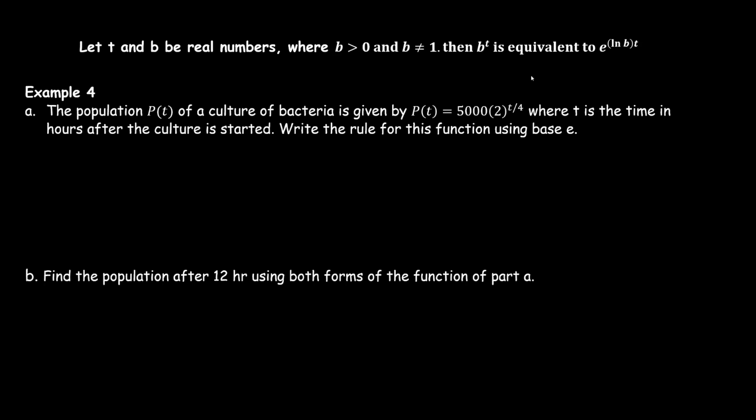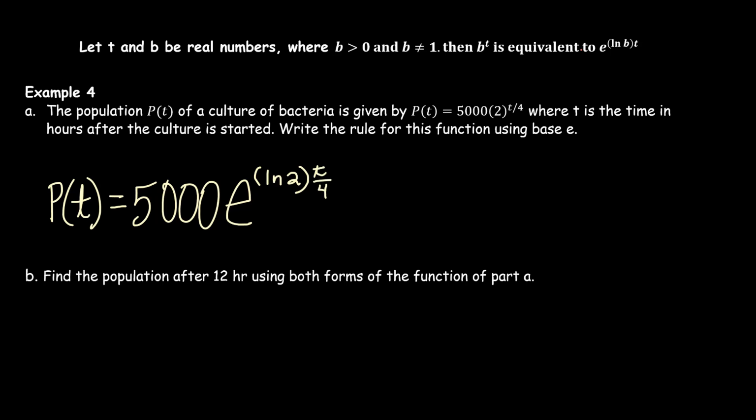The population p of t of a culture of bacteria is given by p of t equals 5,000 times 2 to the t over 4, where t is the time in hours after the culture is started. Write the rule for this function using base e. So p of t equals 5,000 times e raised to the natural log of 2 times t over 4. So that's exactly what that statement up there says, which we figured out on the last slide. So that is how you could write this function with a base of e instead of a base of 2.